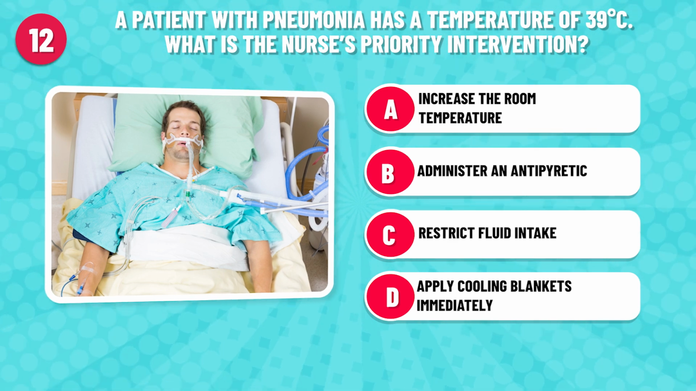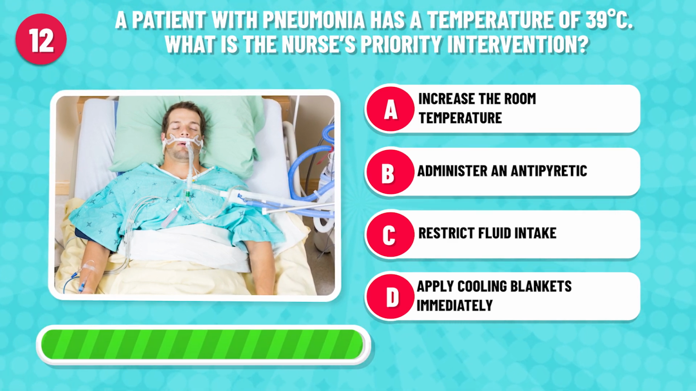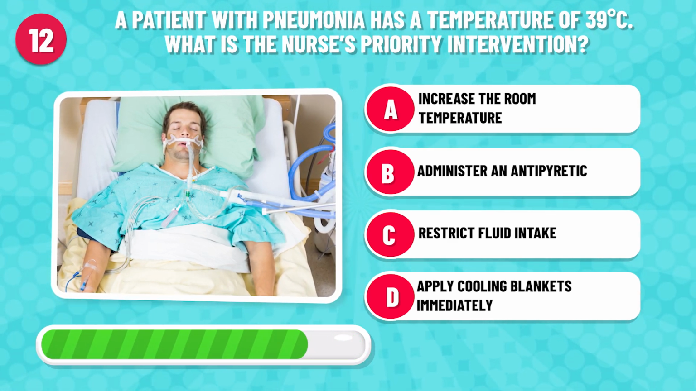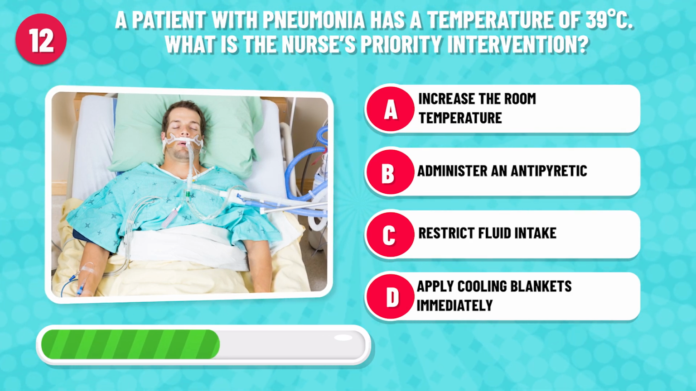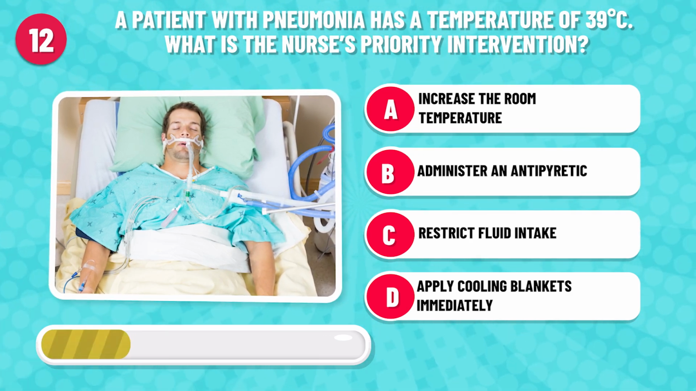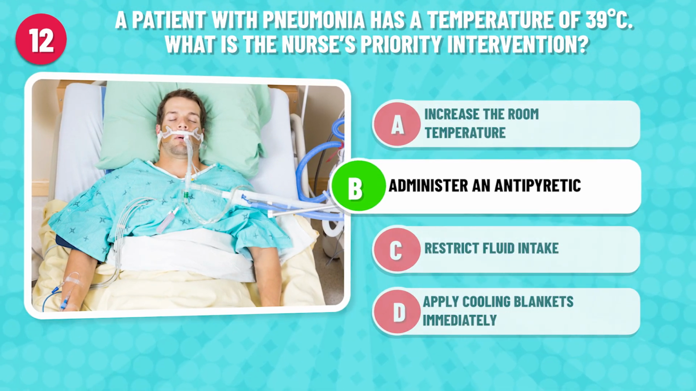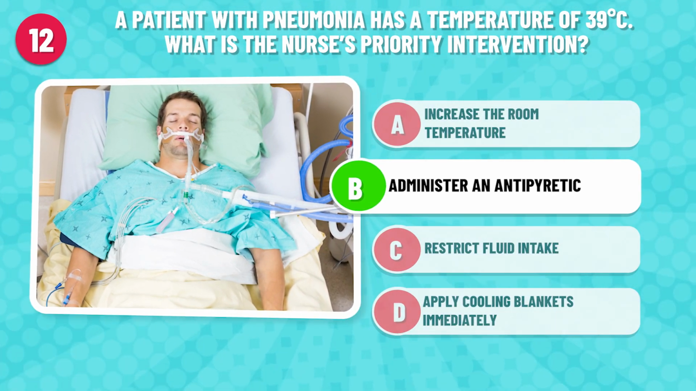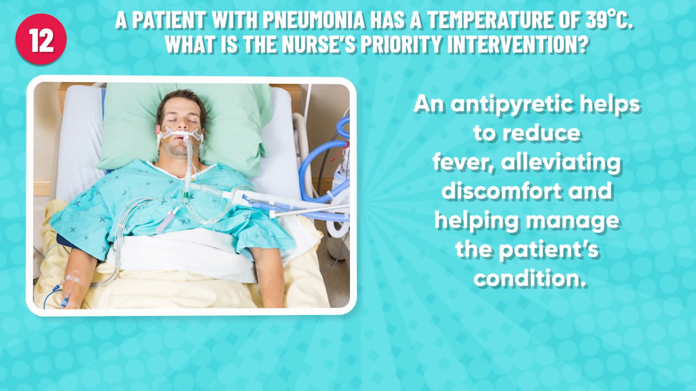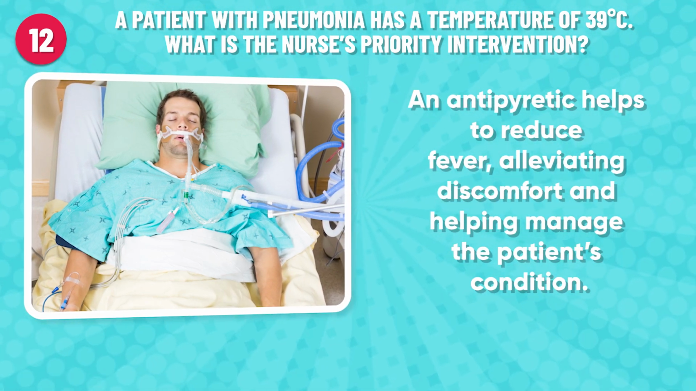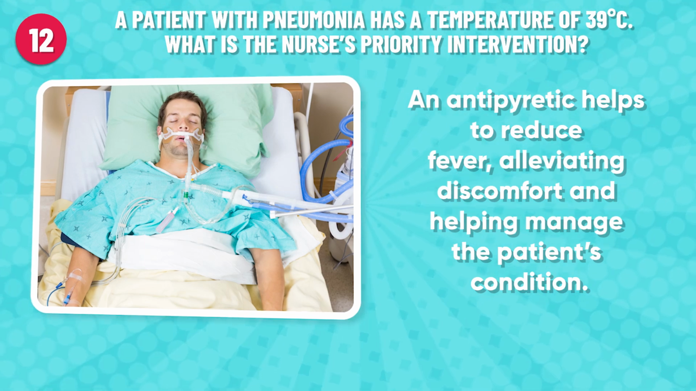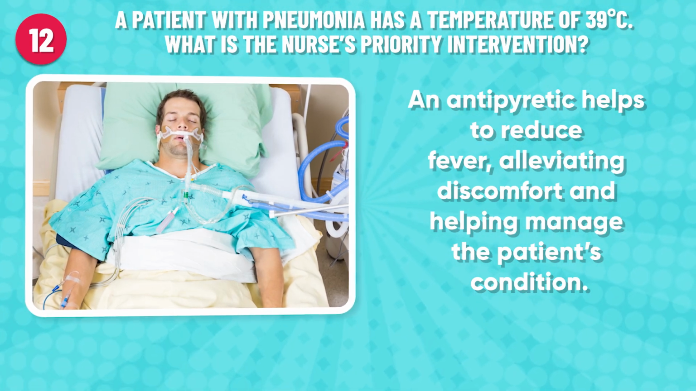A patient with pneumonia has a temperature of 39 degrees Celsius. What is the nurse's priority intervention? It's B. Administer an antipyretic. An antipyretic helps to reduce fever, alleviate discomfort, and manage the patient's condition.